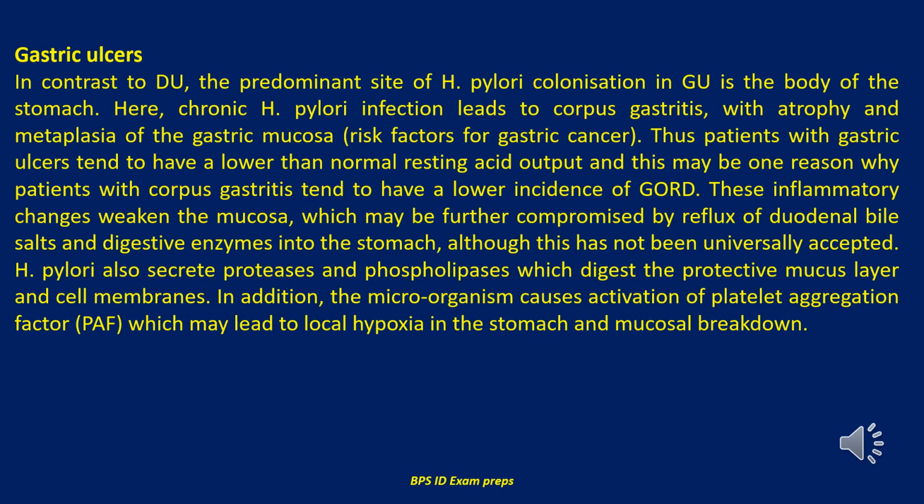These inflammatory changes weaken the mucosa, which may be further compromised by reflux of duodenal bile salts and digestive enzymes into the stomach, although this has not been universally accepted. Helicobacter pylori also secretes proteases and phospholipases which digest the protective mucus layer and cell membranes. In addition, the microorganism causes activation of platelet aggregation factor, abbreviated as PAF, which may lead to local hypoxia in the stomach and mucosal breakdown.